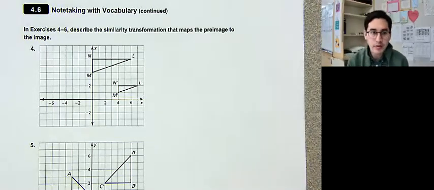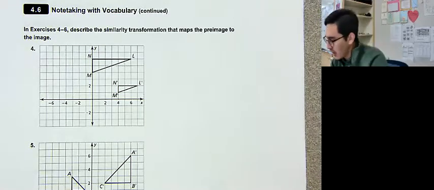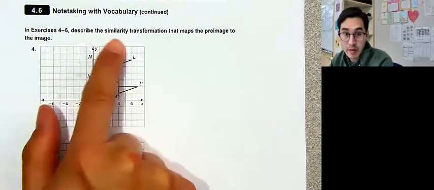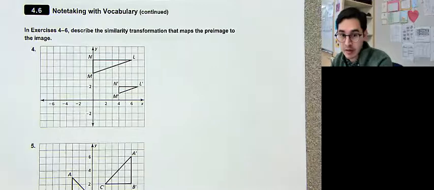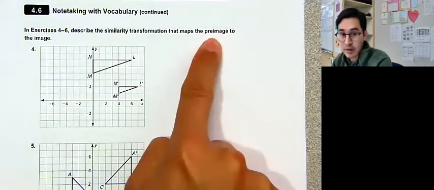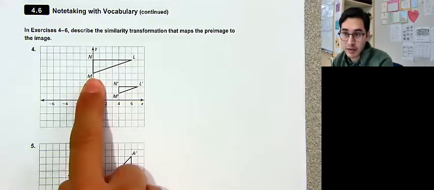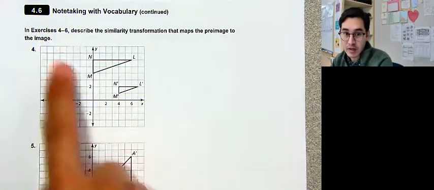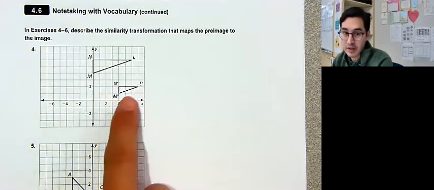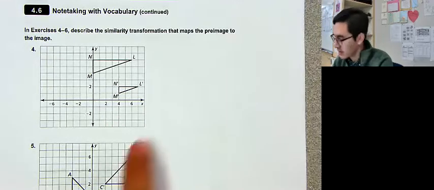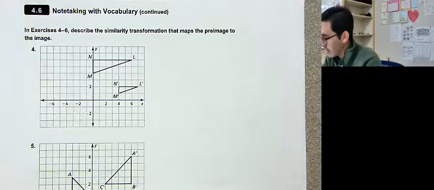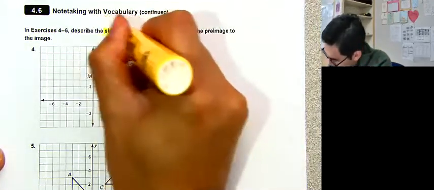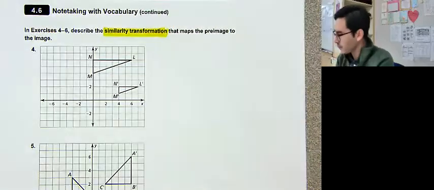This is going to be part 2 of our lesson on chapter 4.6. So what we want to do is describe the similarity transformation that maps the pre-image to the image. Remember, the pre-image is the figure with just capital letters, and the image is the figure that has the little apostrophes or tick marks next to the letters, the prime symbols. Once again, we're talking about similarity transformations.